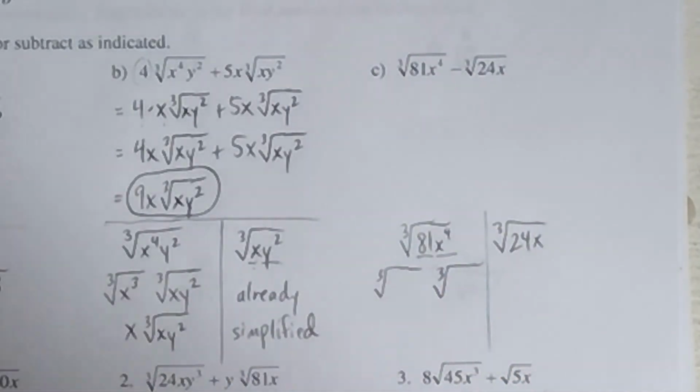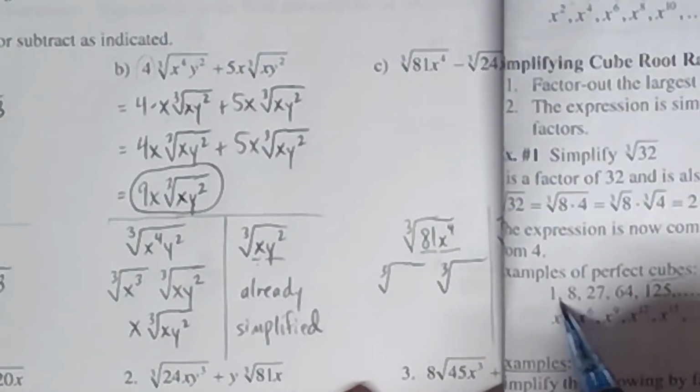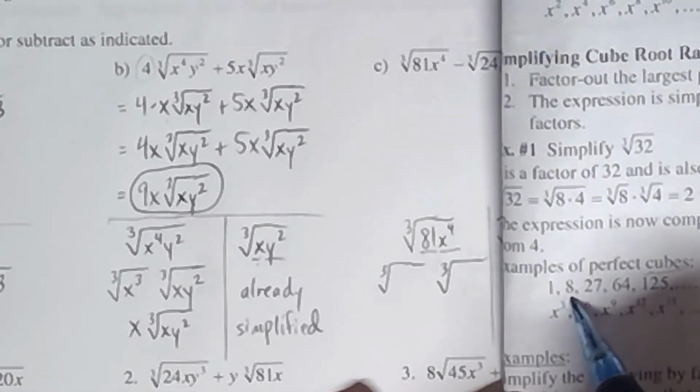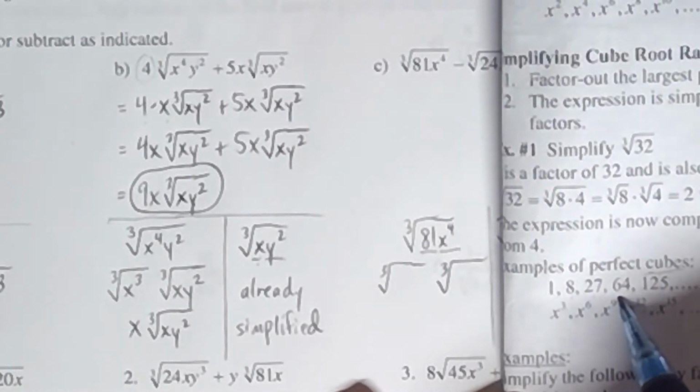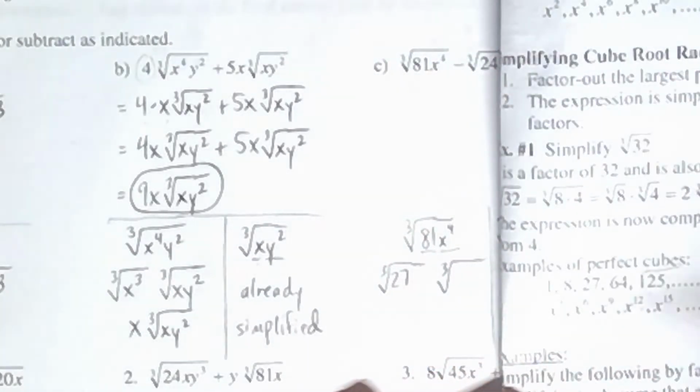Okay, what do I got here? 1 always would work, but is there something bigger? 8. 8 is not a factor of 81, but 27 is, isn't it? Is that the biggest one, though? Well, 64 does not work for 81, and everything else is too big for 81. So we factor out 27.